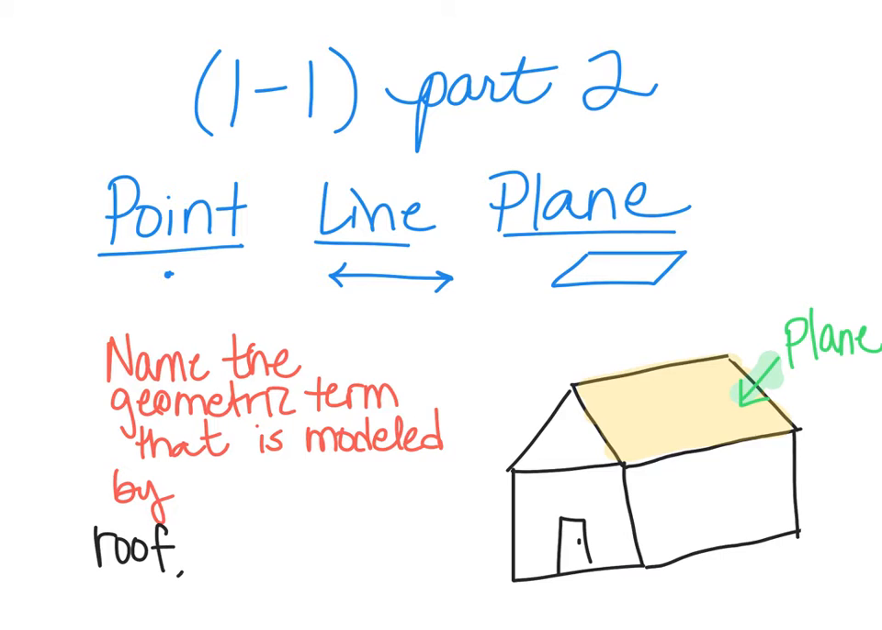Let's name the geometric term that is modeled by, say, the gutter of the house. So the gutter is the little thing that catches rain off your roof, and moves it to the corner of the house and dumps it there instead of letting it just flow everywhere. So say the gutter would be right there along your house. What geometric term is modeled by that one? So that would be the line.